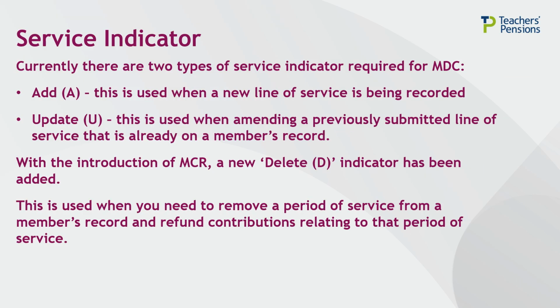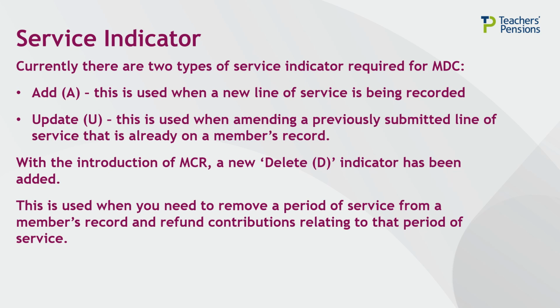Currently on MDC, there are two service indicators used. There's the Add or A indicator and the Update or U indicator. An Add indicator is used when you're adding a new line of service onto a member's record, and an Update indicator is used when you're amending previously submitted information.